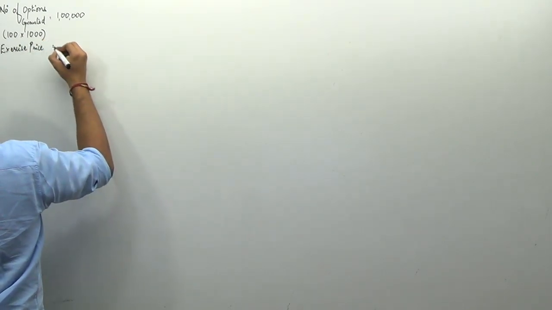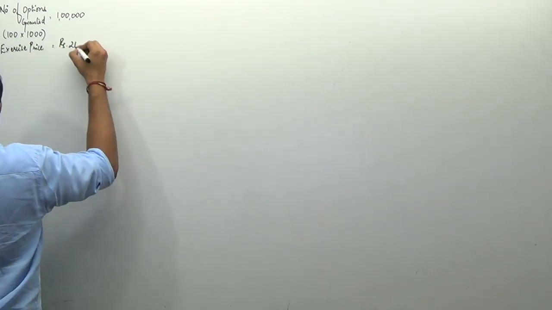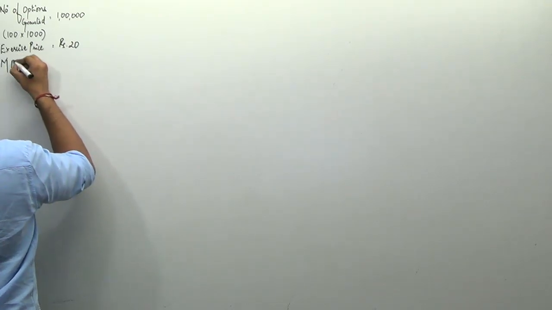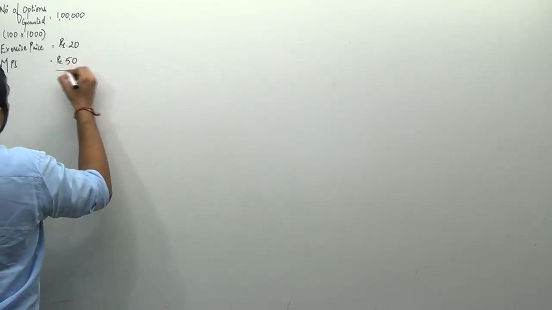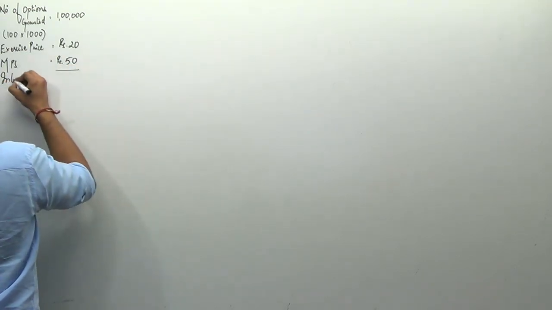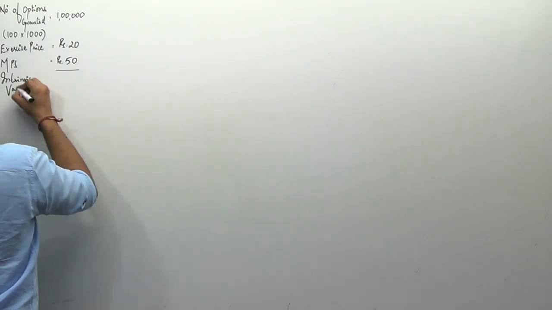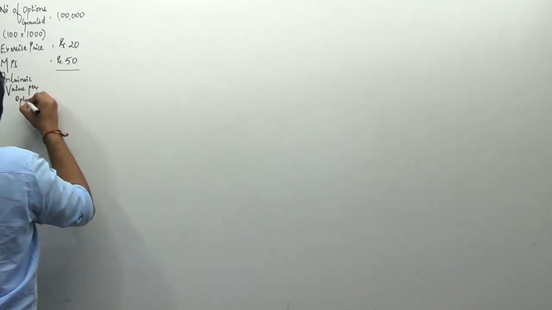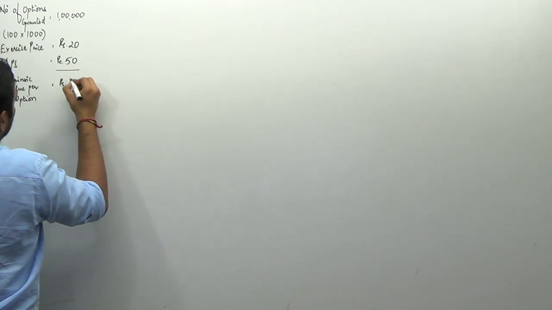Exercise price per share is 20. Market price per share is 50. Comparing these two, I can get the intrinsic value per option, that is rupees 30.